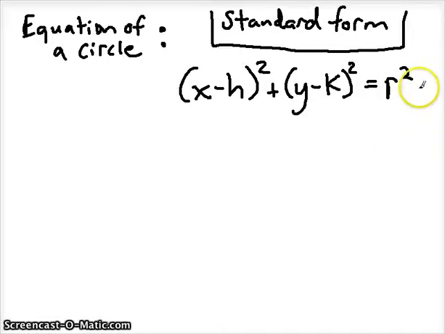And sometimes you may forget that it equals r squared, and you may write your equations with just r here. So really focus right here. The standard form is always equal to r squared.